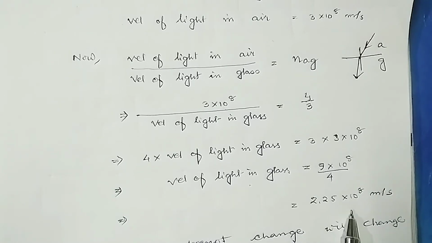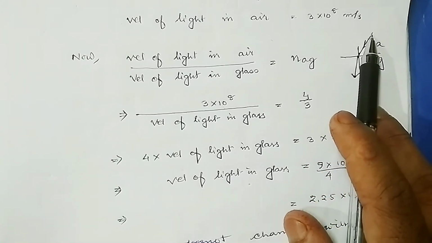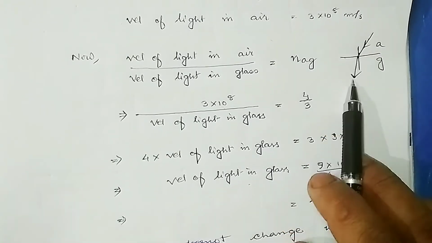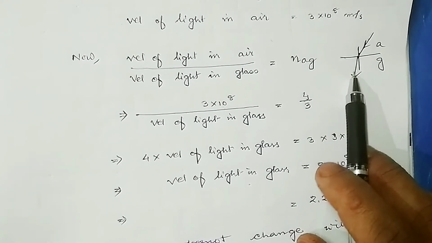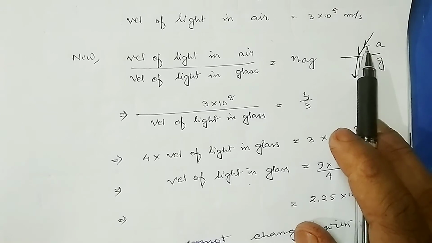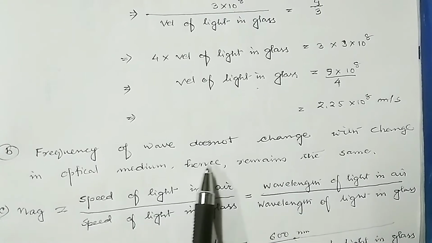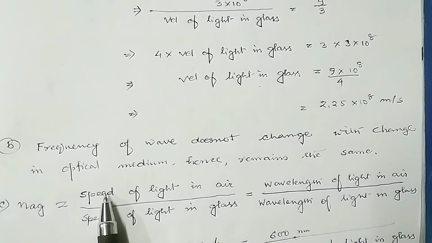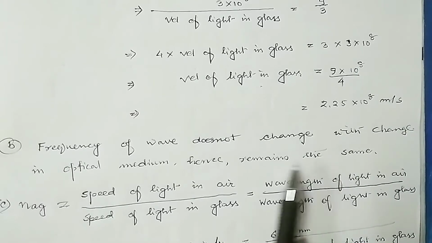The next thing that is required is the frequency. Now when a ray of light moves from one medium to another medium, the frequency of the wave does not change. So whatever frequency is here, the frequency will remain unchanged. So we can write here: frequency of wave does not change with the change in optical medium, hence remains the same. Clear? This is the second part.